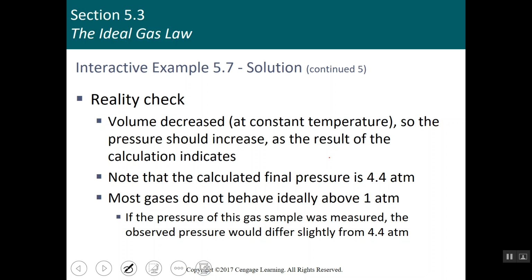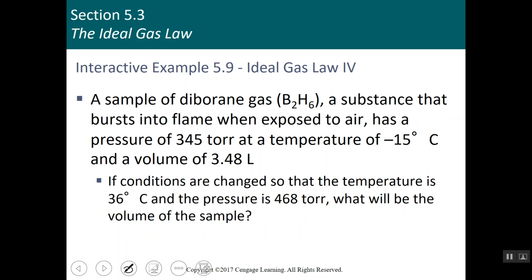Just a short little statement here. Most gases do not behave ideally above 1 atmosphere, but that's because you're forcing them to be closer together than they want to be. So if we actually did this experiment, our pressure wouldn't be exactly 4.4, but it would be close.